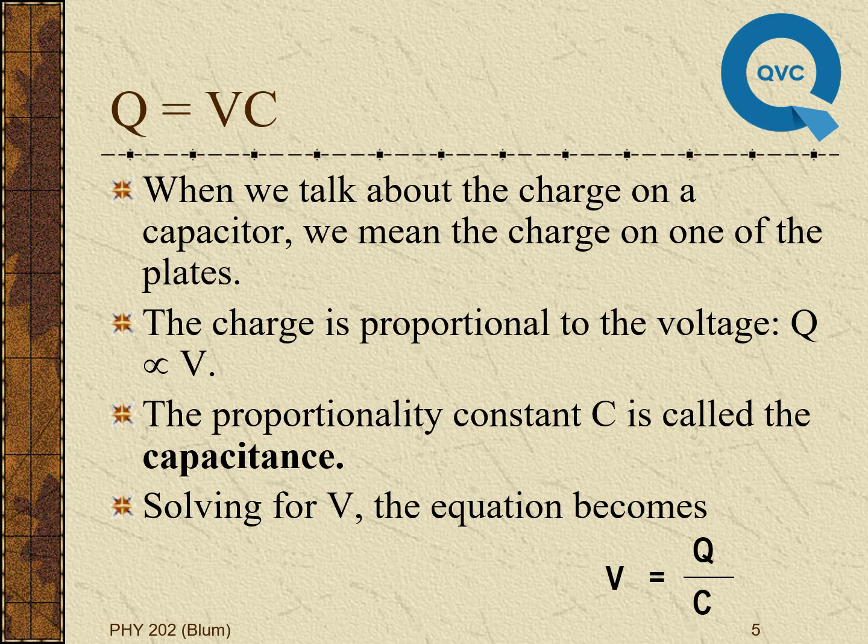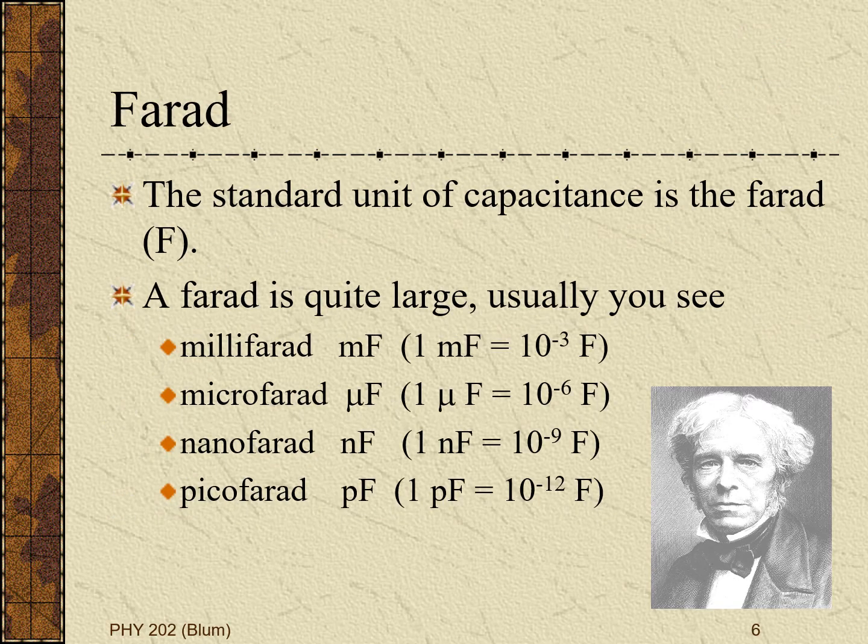So the charge is going to be equal to the voltage times this capacitance. And then we will also at times need to solve this equation for the voltage, and that will be V equals Q on C, of course. So the quantity capacitance suggests that there is a capacity to hold charge. The more capacitance, the more capacity to hold charge. So a bigger C will lead to a bigger Q.